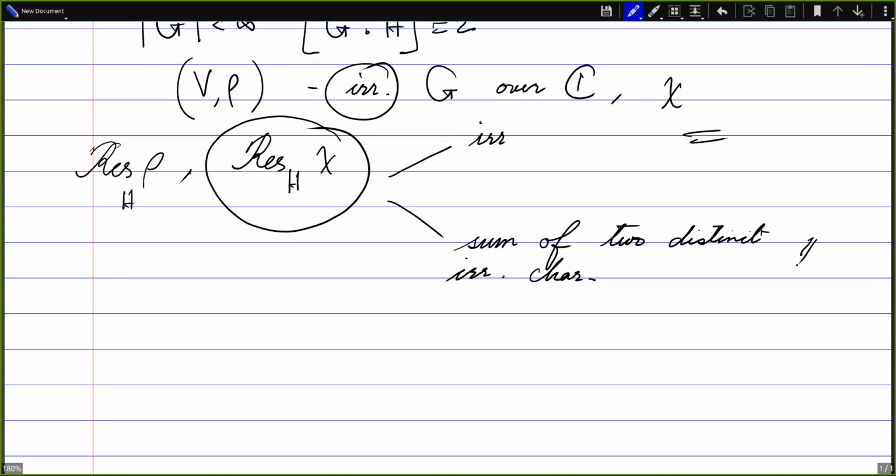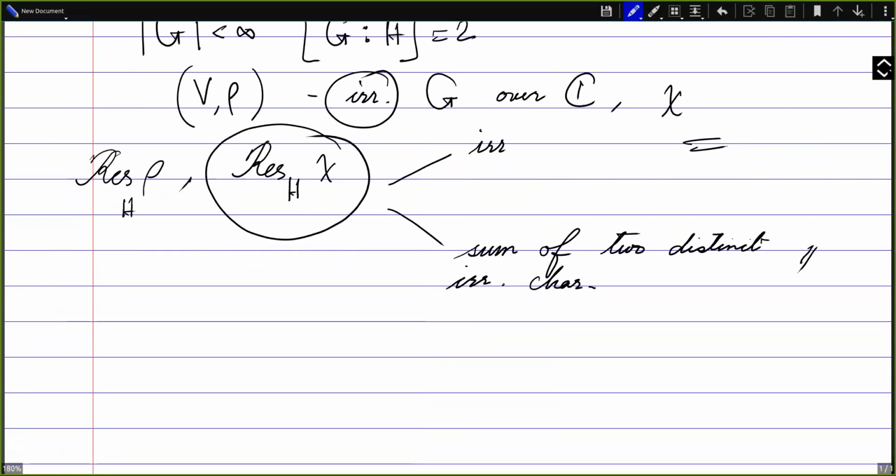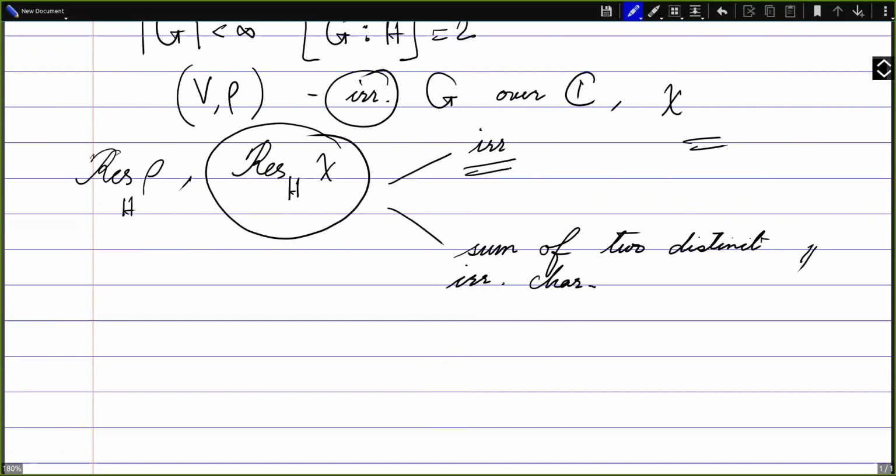So first, let's deal with the situation when the restriction of chi is irreducible. So res chi is irreducible.